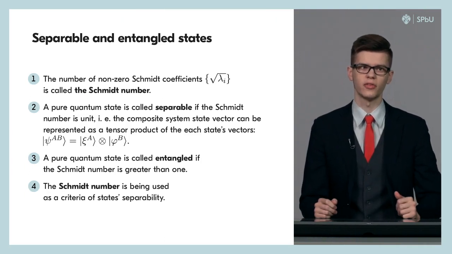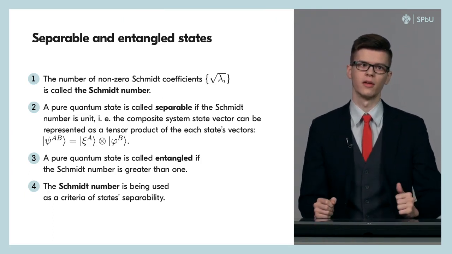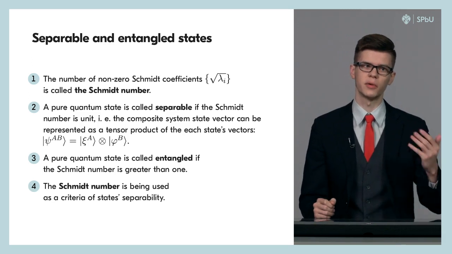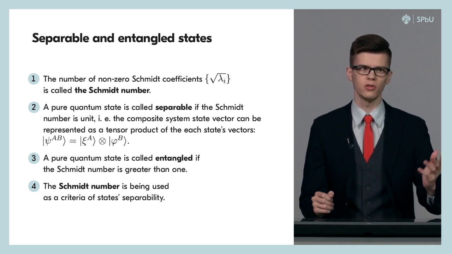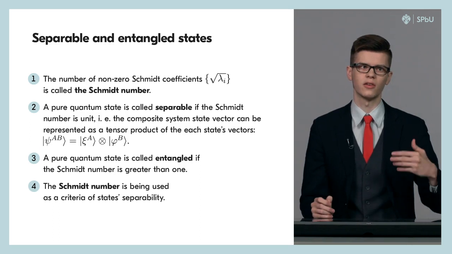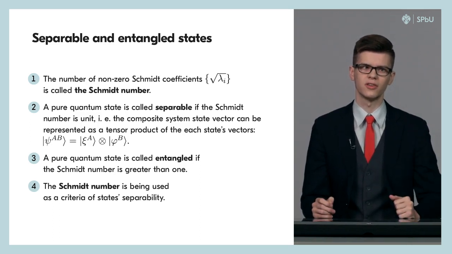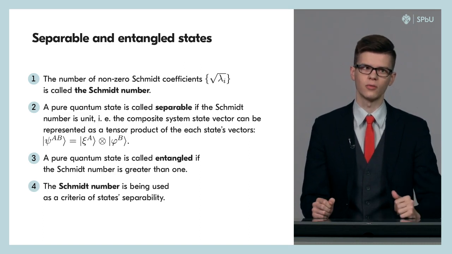Let us now discuss how to find out whether the pure state is separable or not using the theorem. It's quite simple. Suppose we have a certain physical system and the Schmidt decomposition for its pure state vector psi AB. The number of non-zero Schmidt coefficients is called the Schmidt number. In other words, the Schmidt number is the number of terms in the Schmidt decomposition. If the Schmidt number is unity, then the pure quantum state is separable, and the composed system's state vector can be represented as a tensor product of state vectors corresponding to each part of the system. If the Schmidt number is greater than 1, then we are dealing with a non-separable or entangled quantum state.